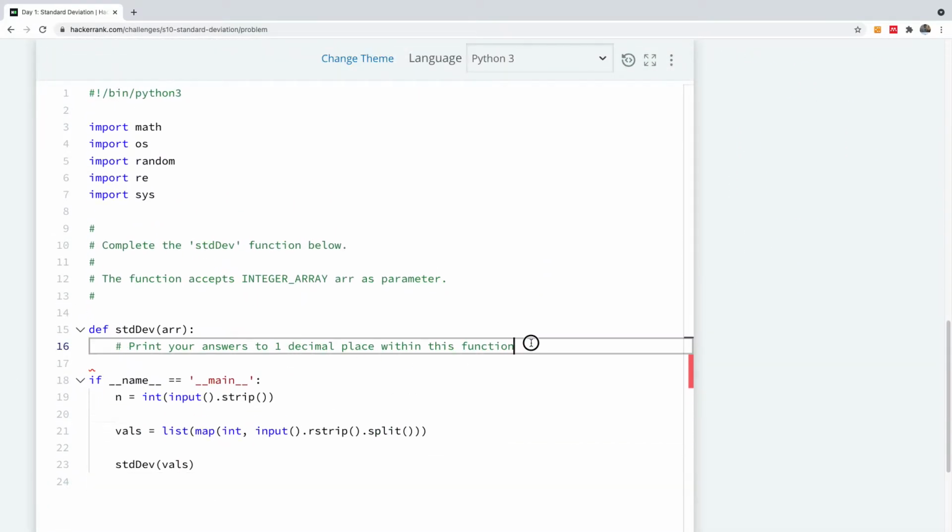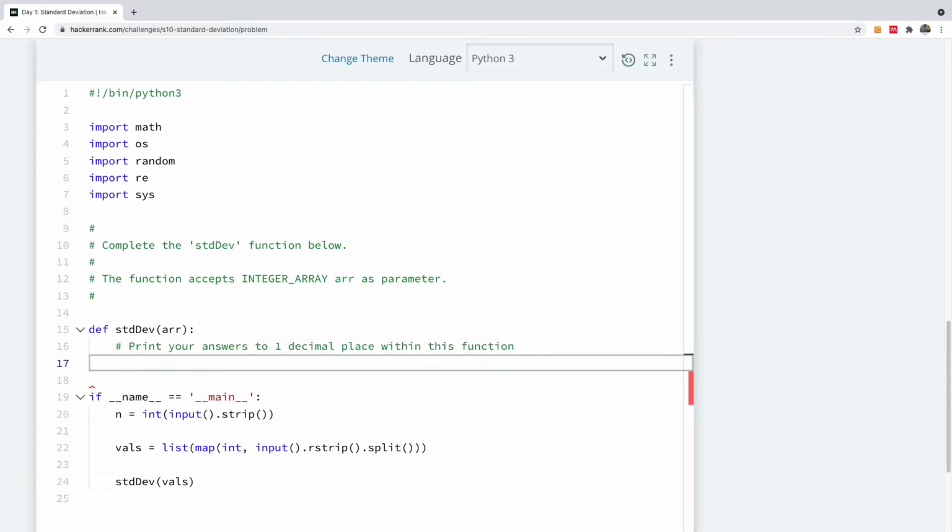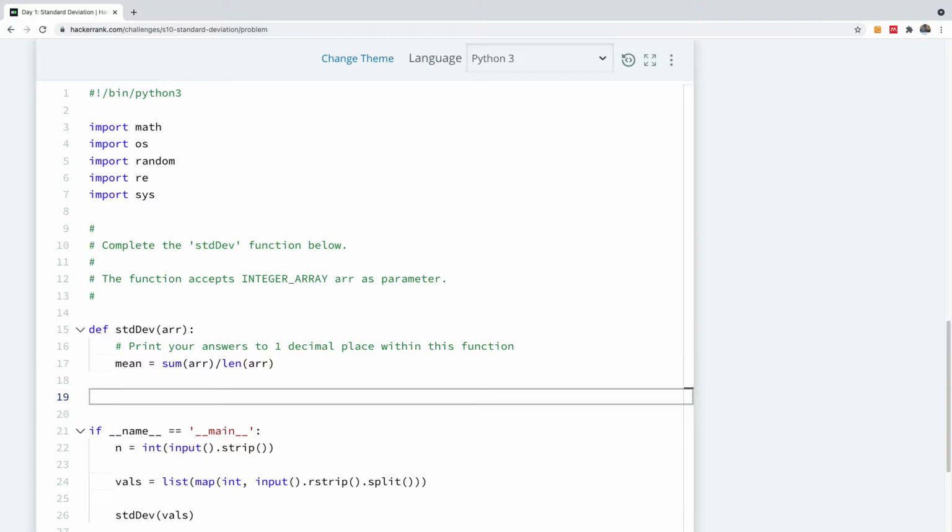All right, so let's just do this. The first thing we want to do here is calculate the mean to be sum of ARR over length of ARR. That's the mean. And then I would like to use list comprehension to get the squares of the distances from the mean. So I'm going to call this squares, equal to a list comprehension, a list of each item minus the mean.